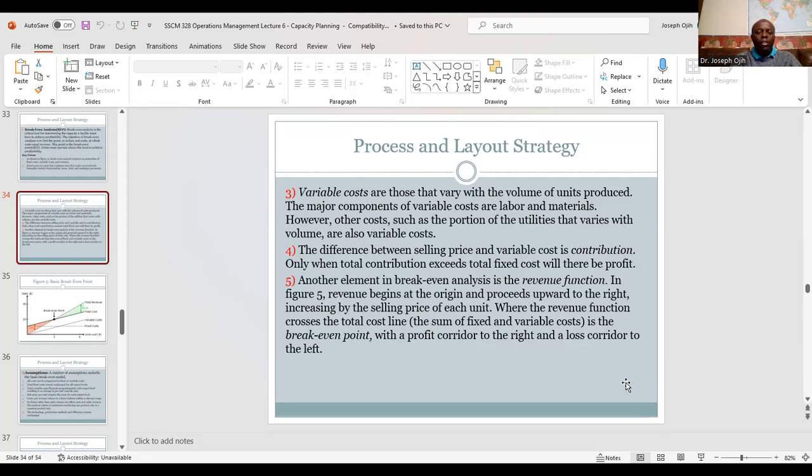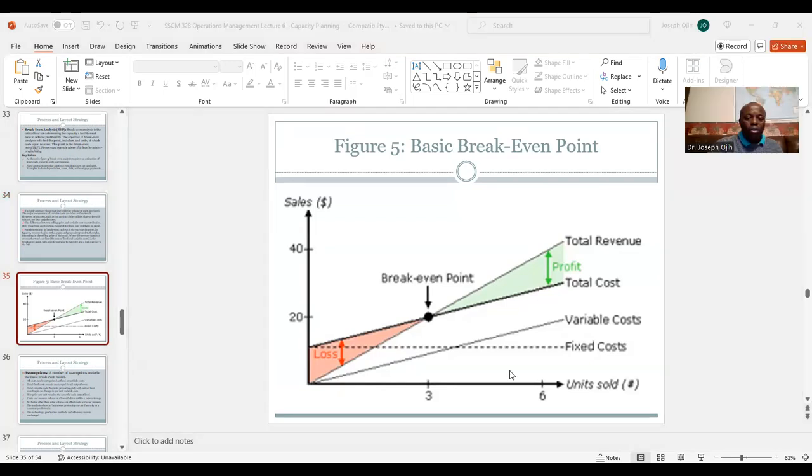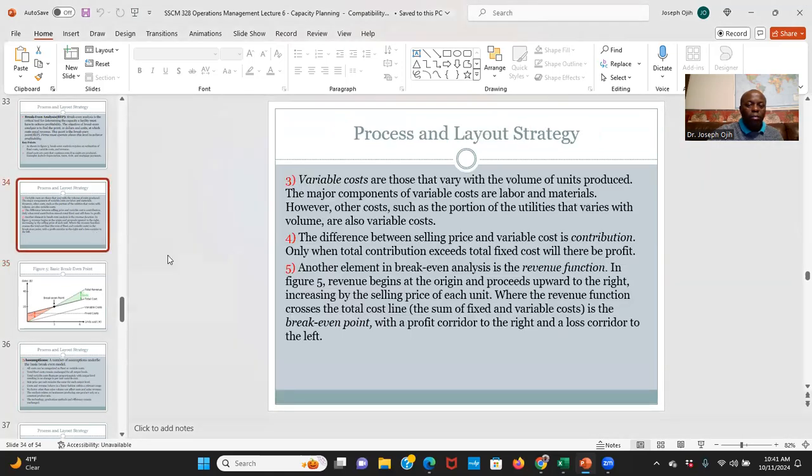Now, there's another element of the break-even analysis. We call it the revenue function. You can see the revenue right here, the line that shows total revenue. Revenue always comes from sales. So the revenue function begins at the origin and proceeds upwards to the right, and it increases by the selling price of each unit.